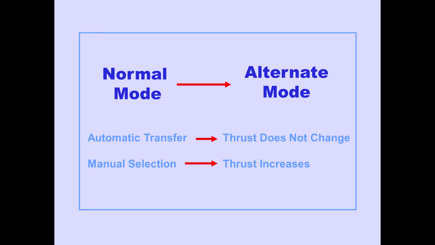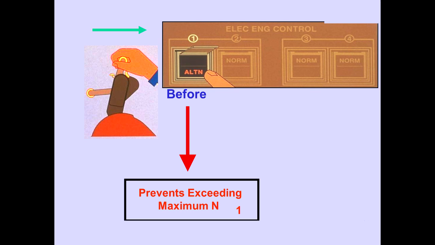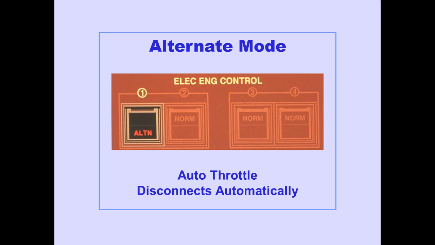When the EEC automatically transfers control from normal mode to alternate mode, thrust does not change. However, when the alternate mode is manually selected, thrust increases. Moving the thrust levers aft before manually selecting the alternate mode prevents exceeding maximum N1. If control for any EEC transfers to the alternate mode, the auto throttle disconnects automatically.